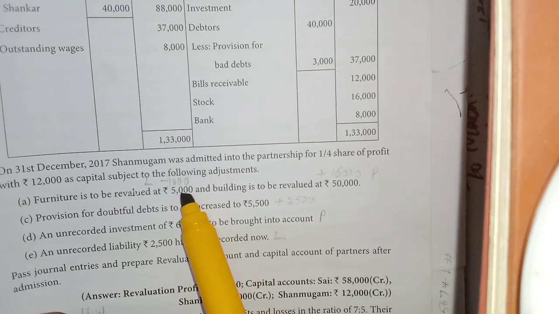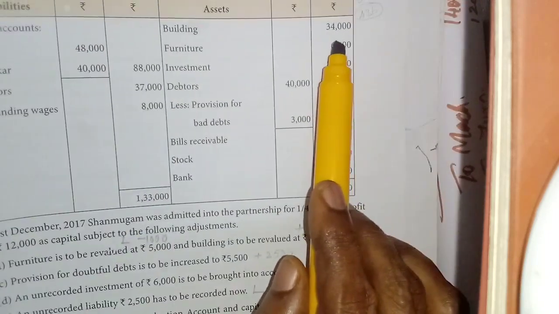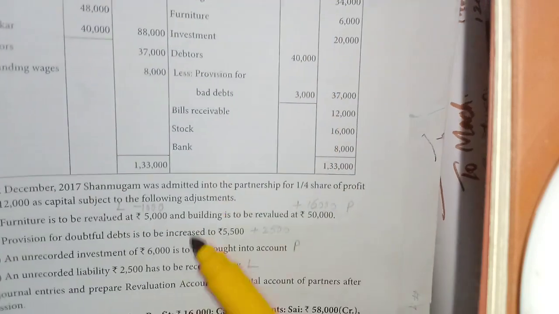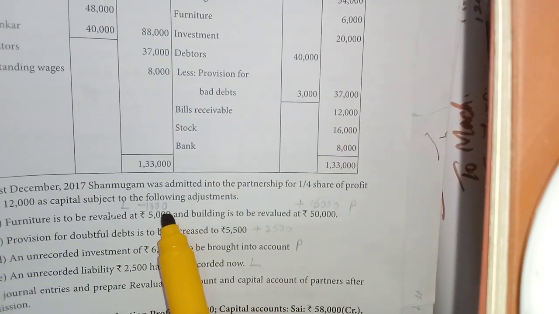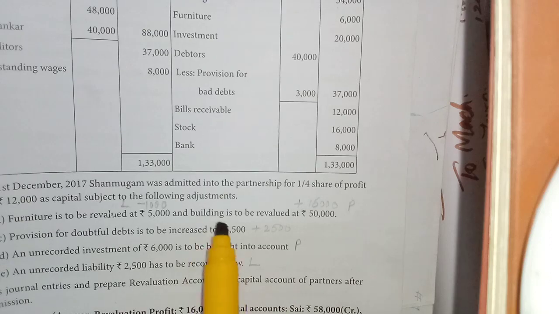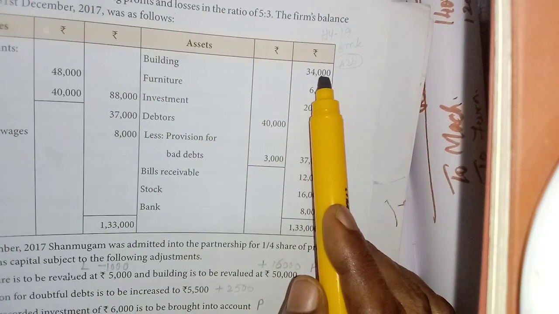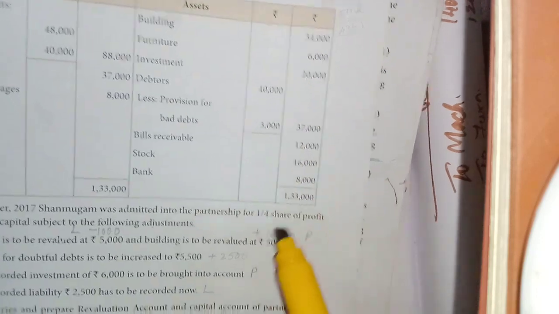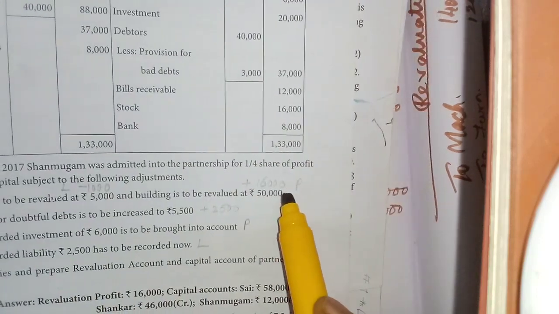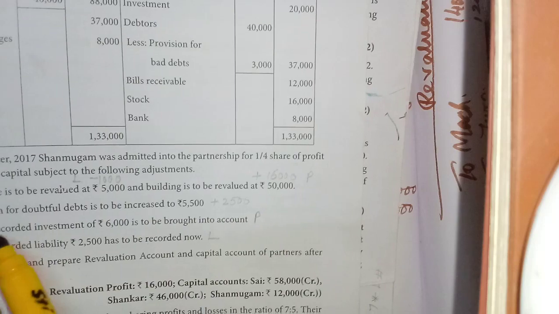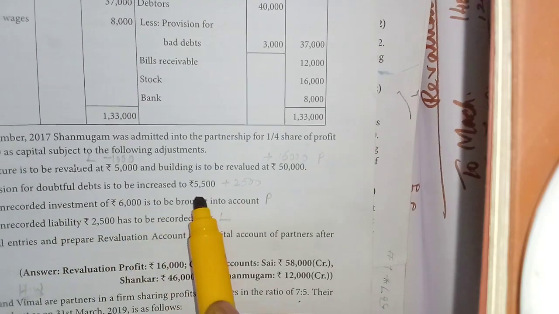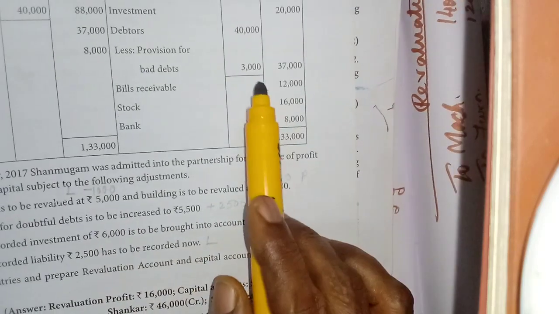Already how much is there? Furniture 6,000. So it is reduced by 1,000. So 1,000 is the only loss item. Building is to be revalued at 50,000. Here it is already 34,000. It is increasing by 16,000. So profit 16,000. Then provision for doubtful debts increased to 5,500.